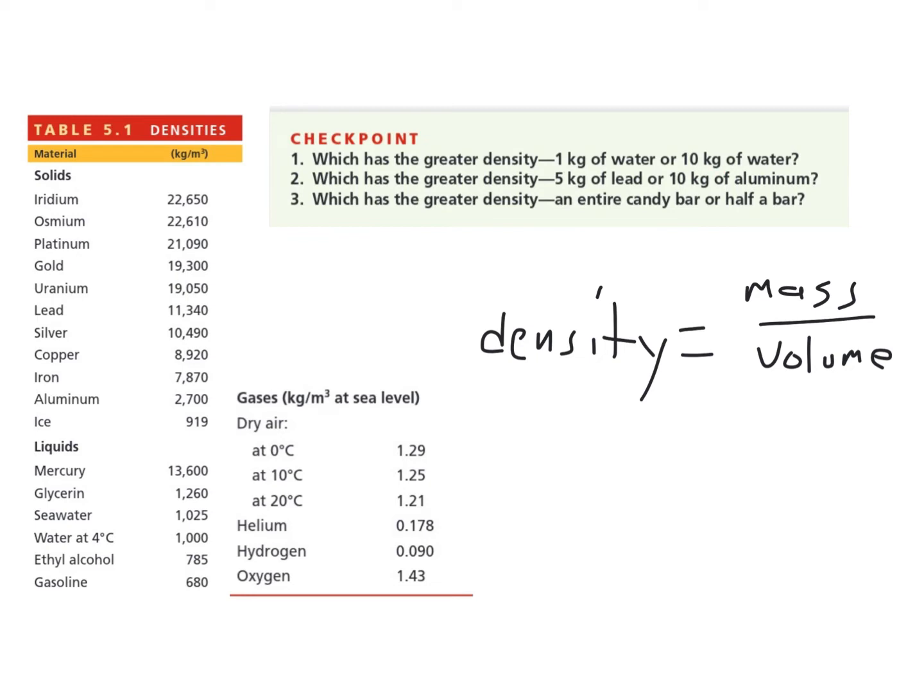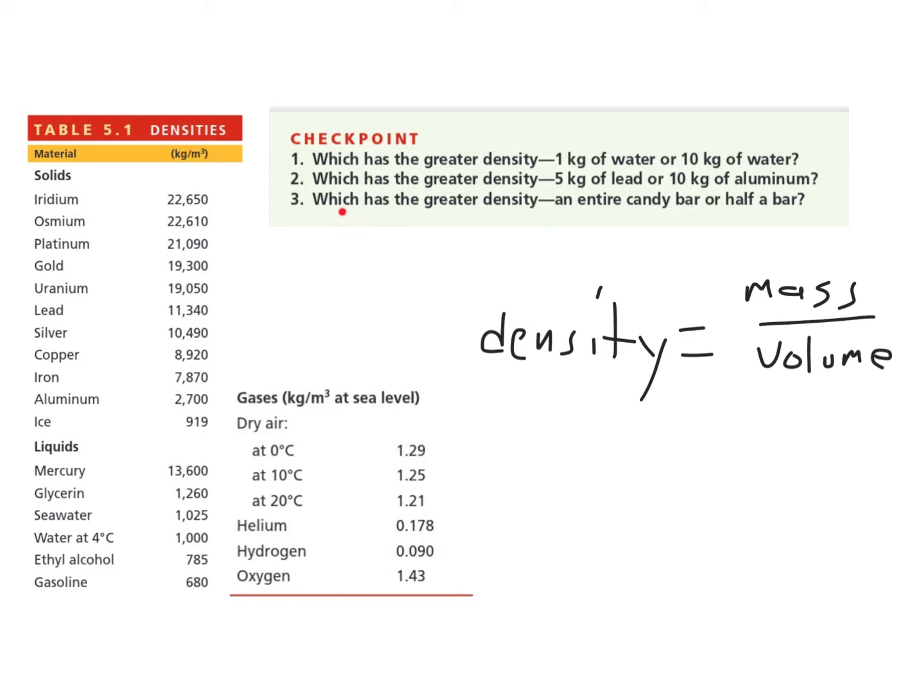Now, the next question is which has the greater density, 5 kilograms of lead or 10 kilograms of aluminum? And so the 5 kilograms or the 10 kilograms doesn't matter. The question isn't about the mass, it's about the density. And so we can look up aluminum and we can look up lead. And so over here in our chart, we can see aluminum has 2,700 and lead up here has 11,000. So obviously lead has a greater density than aluminum.